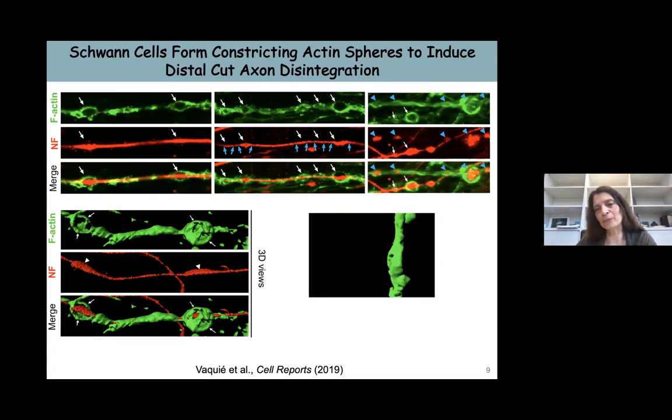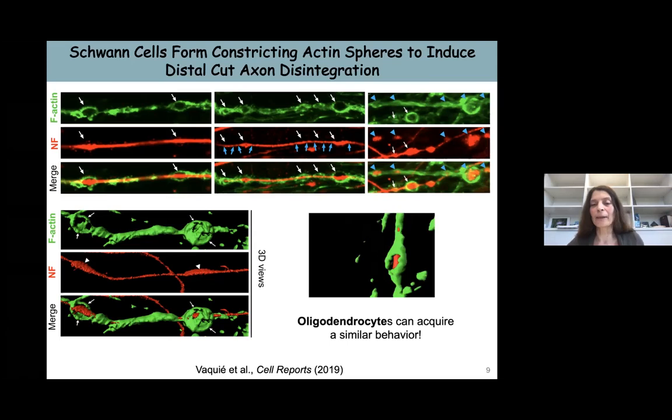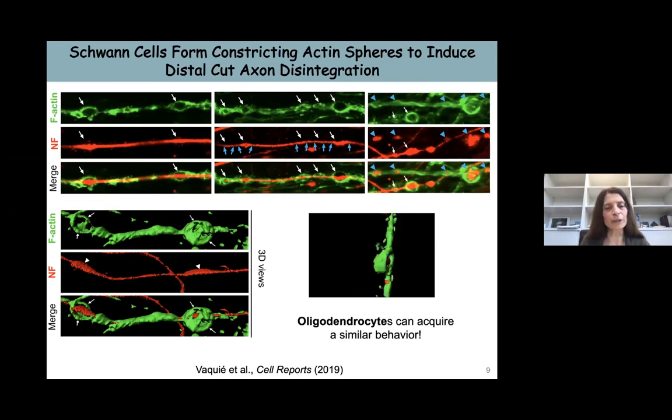However, when we supplied them with lentivirus, we gave them VEGF receptor 1, so they could express VEGF receptor 1, then they were able to polymerize actin. So they didn't form those spheres, so they didn't have the same morphology, but they formed small arms of actin along the distal cut axon, and they could also accelerate the disintegration. So that was really quite amazing, that oligodendrocytes can acquire similar behavior as Schwann cells with only one protein. So we were really excited about this study. I thought it was really amazing to see.